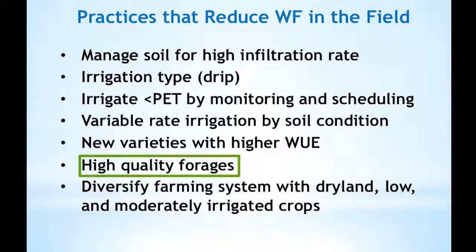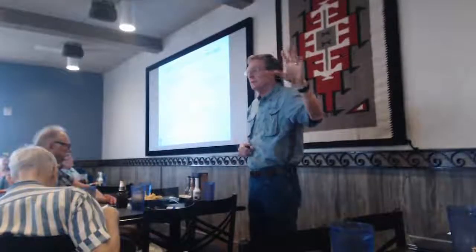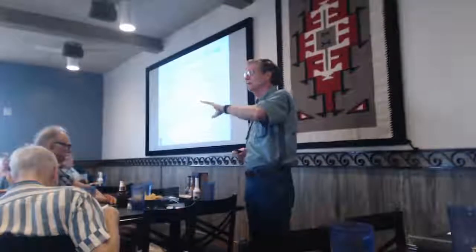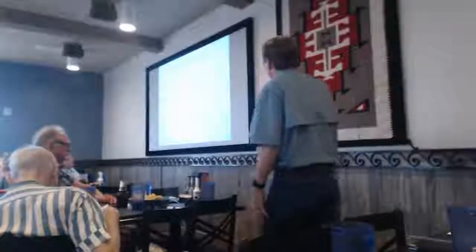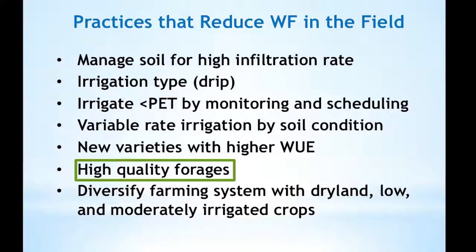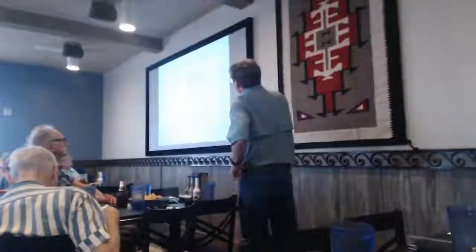I put a square around my favorite, high quality forages. So not just improving forages, but high quality forages. So we can leverage that ecological niche that ruminants have of converting cellulose that we cannot eat to high quality food products. Diversifying the farm operations. Here it says irrigating at less than potential evapotranspiration. And some of you have seen this slide before. I keep using this over again.